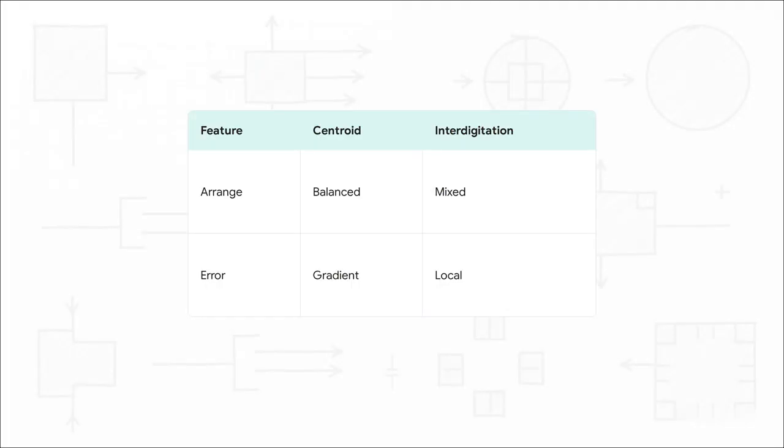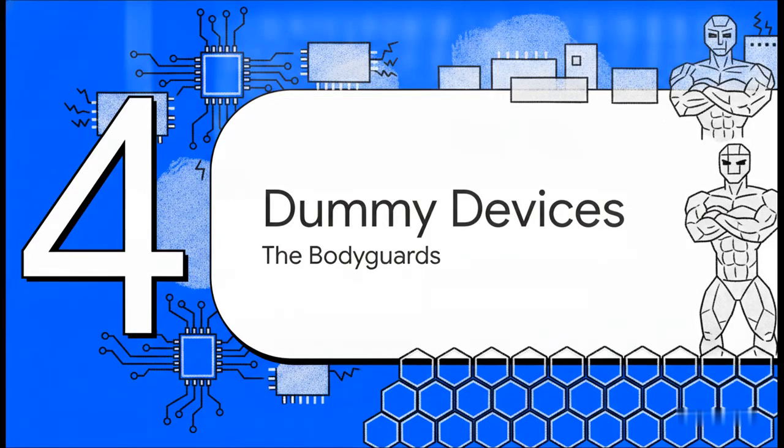So the crucial point here is understanding exactly when to use which technique. Common centroid is arranged symmetrically around the center to remove gradient errors, making it heavily used in high-precision circuits. Interdigitation, on the other hand, alternates mixed devices, like interlocked fingers, to reduce local mismatch, making it fantastic for general good matching needs. All right, Section 4, Dummy Devices, the Bodyguards.